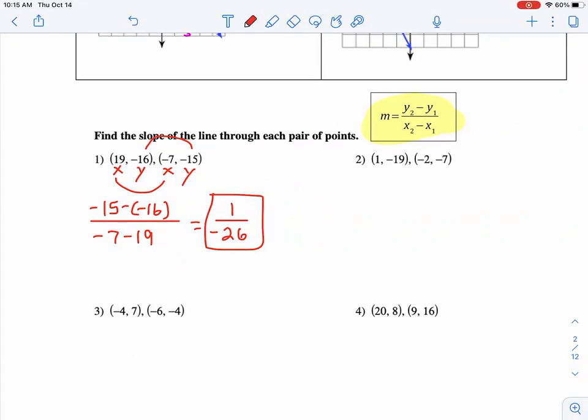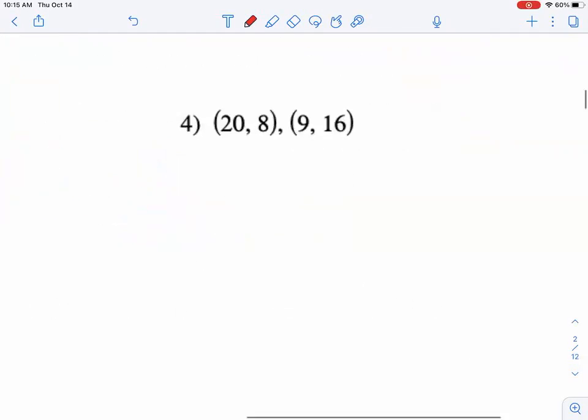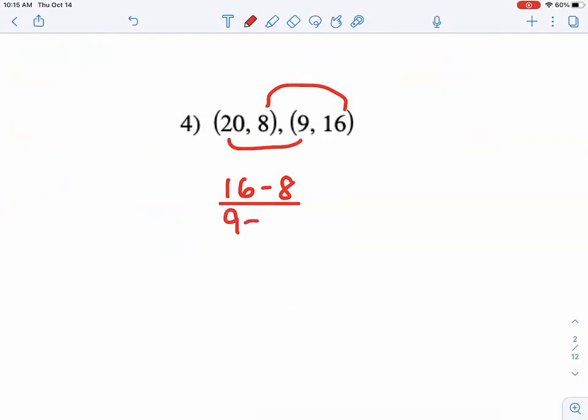All right, I'll do one more example like that. Which one do you want to do? 2, 3, or 4? 4. All right, we're going to do number 4. So we're going to subtract the y's on top. So it'll be 16 minus 8 that will go on top. And we're going to subtract the x's on the bottom. 9 minus 20, that will go on the bottom.